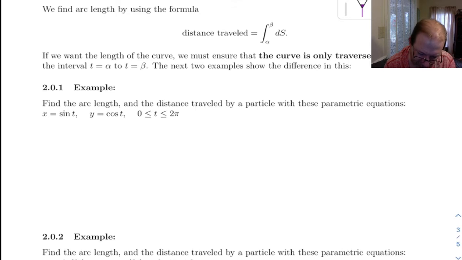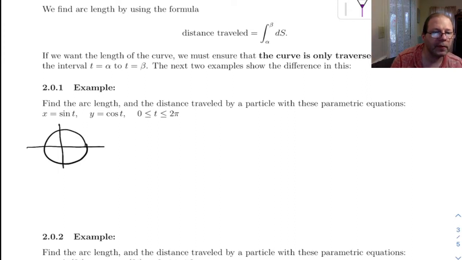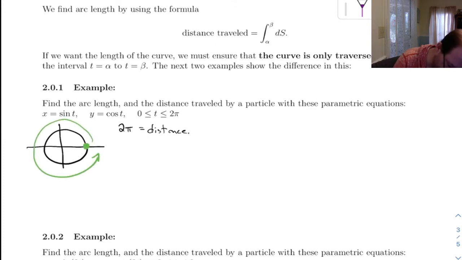Find the arc length and distance traveled by a particle with these parametric equations. X is sine t and y is cosine t. Now if you look at this, this is the unit circle, and so we know right off that this is going to be 2 pi, because that's the circumference of a circle with the radius 1, and that's going to be the distance traveled by this little dot as it goes around here and makes one lap around the circle, and it's also equal to the arc length.